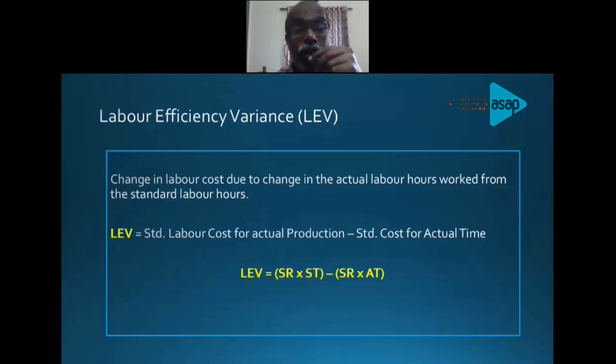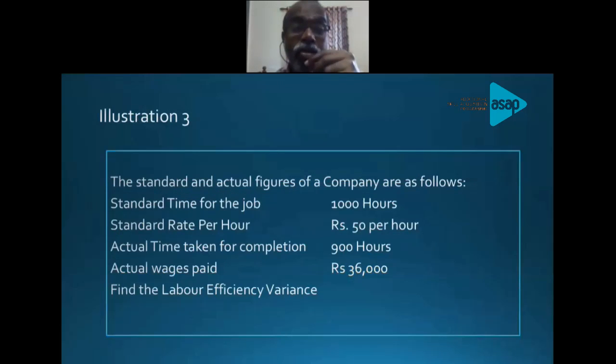Okay, moving on to the illustration. The same illustration, you don't want to take it down again. Standard time 1000 hours, standard rate 50 per hour. Actual hours taken for completing the job is 900 hours and actual wages paid 36,000 rupees.